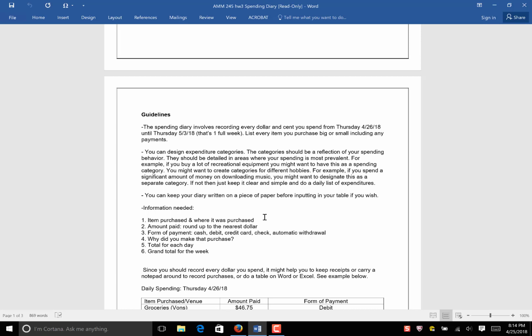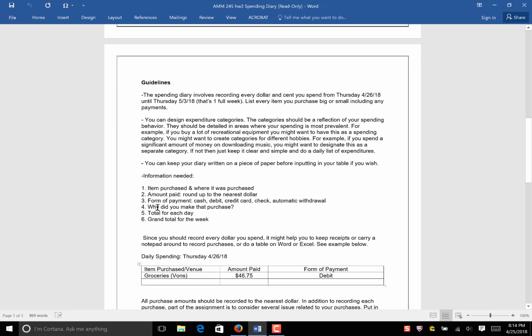For example, the Girl Scouts, and you give a donation, or you didn't necessarily buy anything, but you gave a donation, you can put that on there because you're spending that money. Basically, you can keep an initial diary just on a piece of paper, a notepad if you want, or an informal table. What you actually need is your item purchased, where it was purchased, and the amount paid, rounded up to the nearest dollar. If you prefer doing the cents, you can, but it might be easier to round up to the nearest dollar.